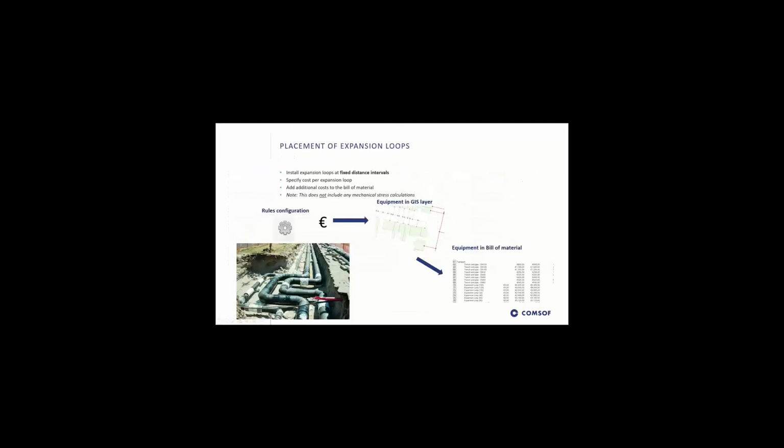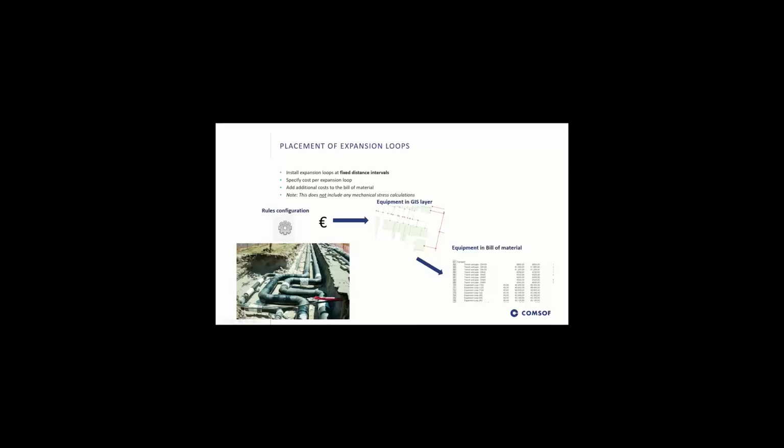Another new feature is the placement of expansion loops. The principle in the software is the same as for the T-joints. You will specify them in the rules and they'll be displayed in the QGIS view and also in the bill of materials. So the software will install expansion loops at fixed distance intervals. The user must specify the cost per expansion loop, and those additional costs will appear also in the bill of materials. One thing that is very important to mention is that this does not include any mechanical stress calculations, okay?